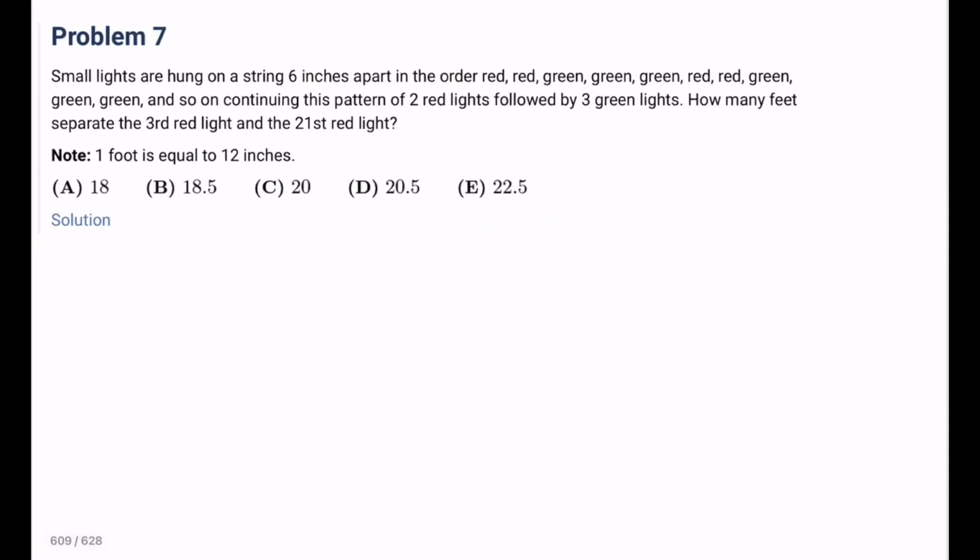Number 7, small lights are hung on a string 6 inches apart in the order red, red, green, green, green, red, red, green, green, green, and so on, continuing this pattern of 2 red lights followed by 3 green lights. How many feet separate the 3rd red light and the 21st red light?